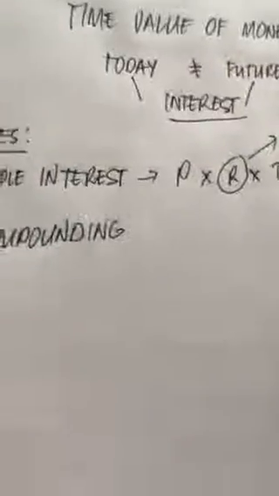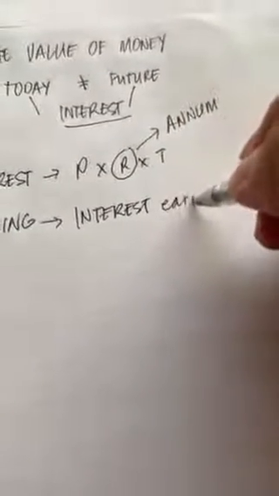Okay? Now, when you speak of compounding, this is actually an interest earning another interest. That's why we say it's compounding. The interest is actually compounding. Okay? Now, let's have an example.